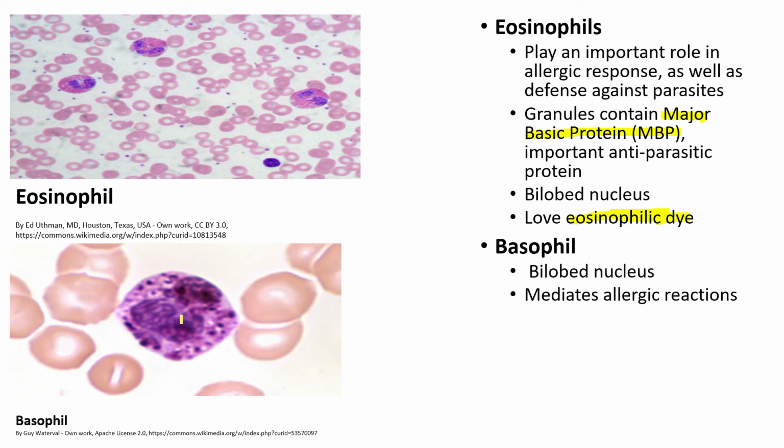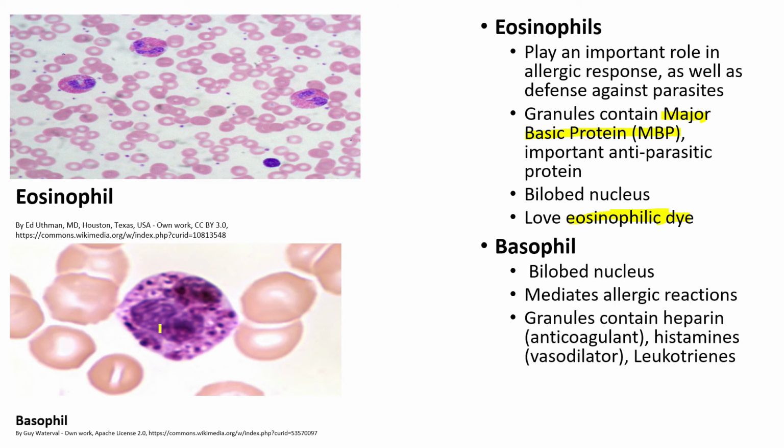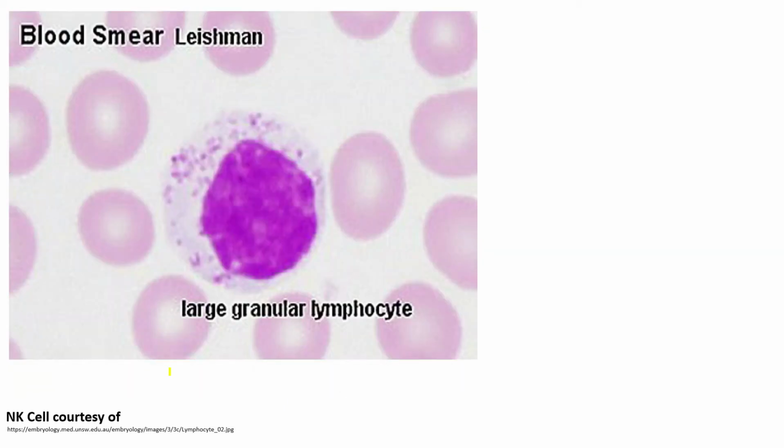Basophils also have a bilobed nucleus, and these also mediate allergic reactions. The granules contain heparin, which is an anticoagulant, histamines, which are a vasodilator, and leukotrienes, which are going to be important in the inflammatory response.